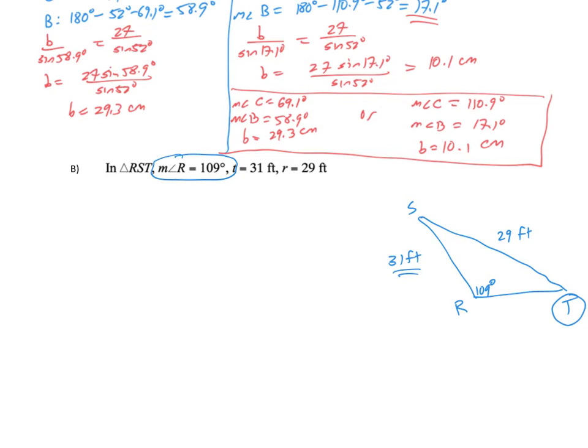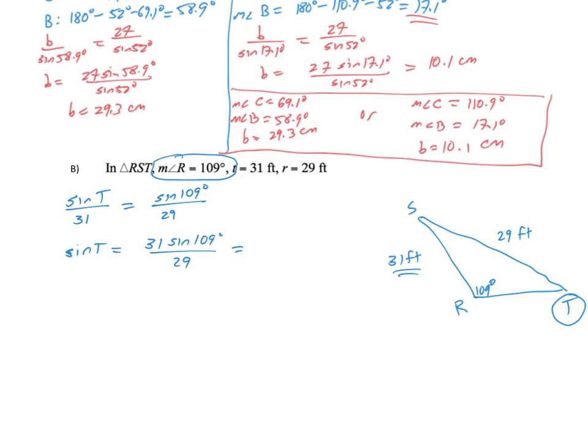So I'm going to use law of sines, putting sine in the numerator because I want to find an angle. So sine of capital T over its side length, 31, is equal to sine of R, which is 109 degrees, over side length R, which is 29. Multiplying both sides of the equation by 31, we get sine of T is 31 sine 109 over 29. So T is equal to sine inverse of, actually, you know what? Rather than writing this whole thing out, let's calculate what 31 times sine 109 divided by 29 is.